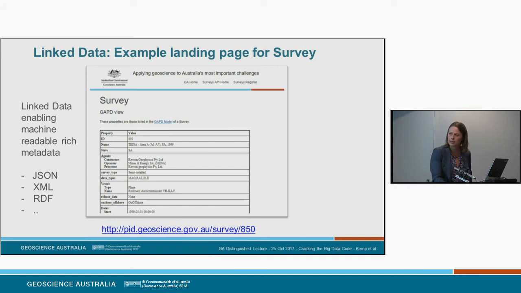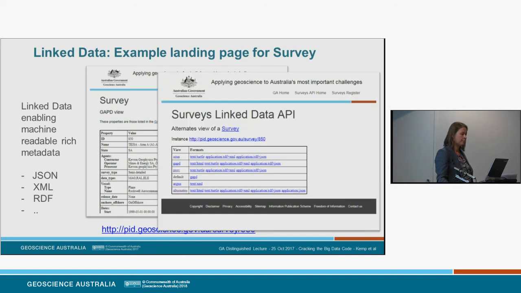Chevron Geophysics conducted this survey. It was mag, radiometrics and elevation. The ID is 850, so it was survey number 850, and that's a description of the survey. And the information goes on. It was collected in 1999. So this is the human readable format, but it's also machine readable.